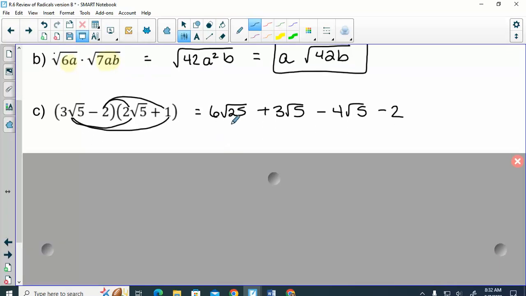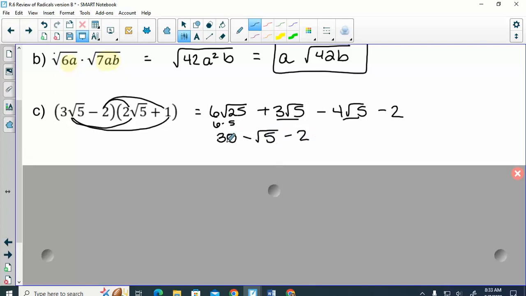Alright, what is the square root of 25? So this means 6 times 5. To add these, since it's the same thing under the radicals, you just combine the coefficients. So 3 minus 4, negative 1 radical 5. And then I can combine my 30 minus 2. So I get 28 minus the square root of 5.